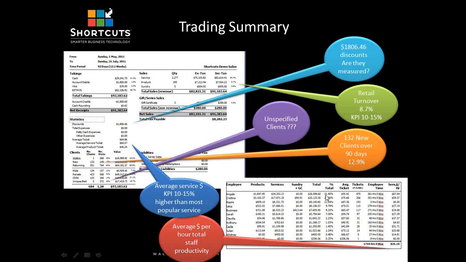So for example, Angela at the top, her percentage was 31% of the business was done by Angela for that time period. It gives us the average ticket, how many tickets, and then the employee time spent as well. So she did 361 hours and her service dollars per hour is $67. Okay, so these are all things that we should keep an eye on and try and track within the trading summary.